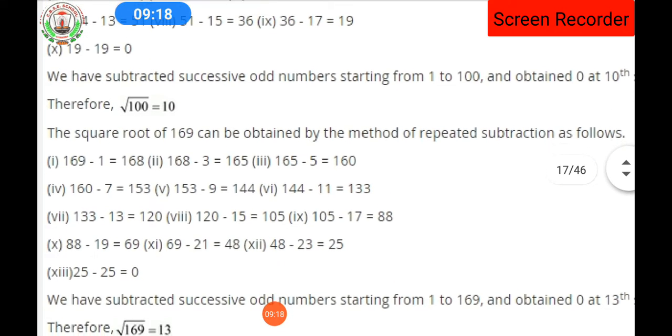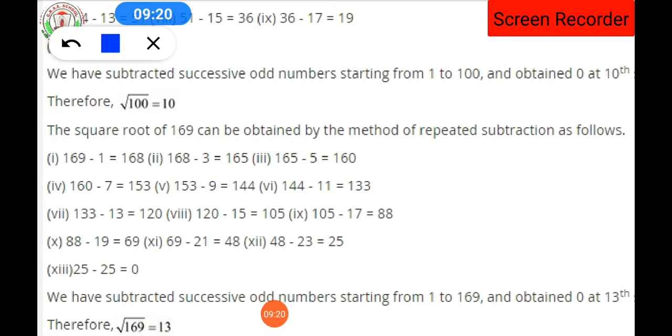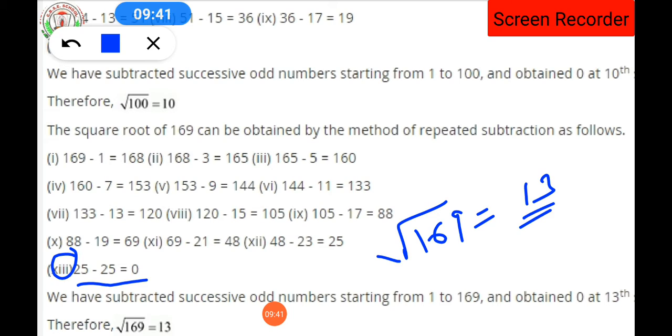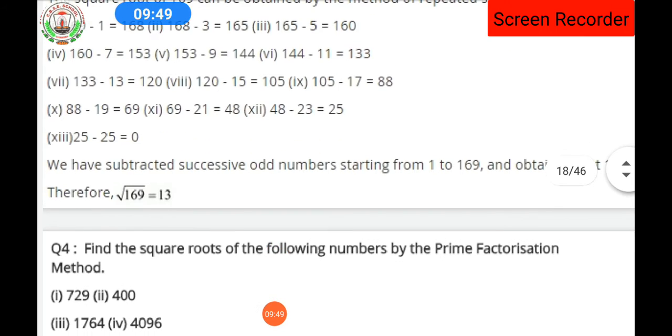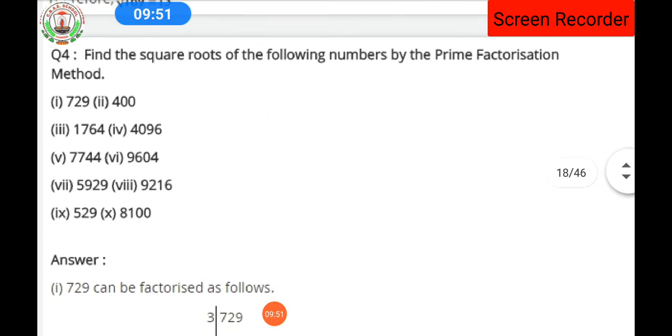In 169, we are going to subtract again with 1, 3, 5, 7, 9, 11, 13, then 15, 19, 21, 23. Like that we are going to subtract. और कब तक subtract करना है? जब तक आंसर आपका 0 ना आ जाए. And total number of steps involved is 13. So what is the square root of 169? Number of steps involved is 13. So this is the square root of 169. Have you understood? So dear student, in this way you have to go through with all the steps. Now moving towards the next fourth question.